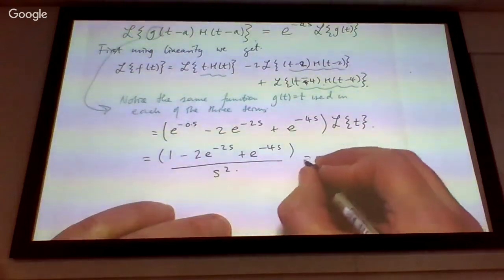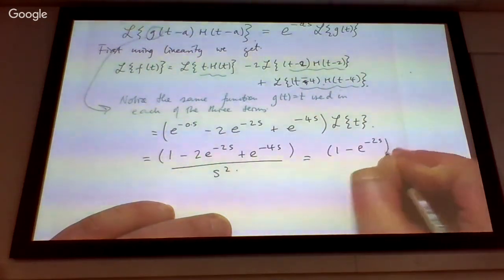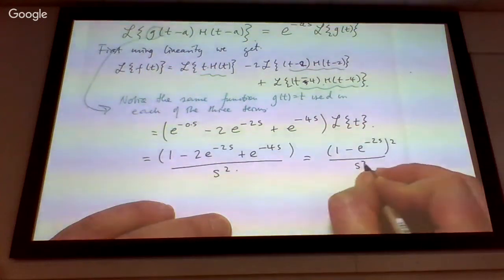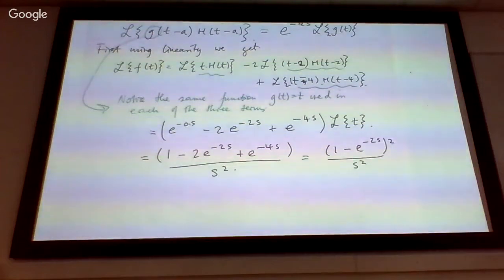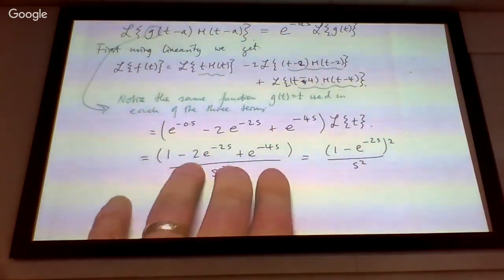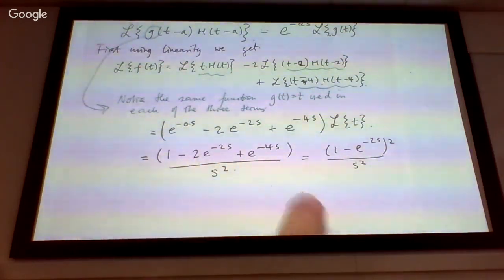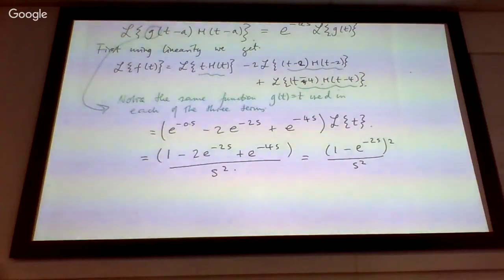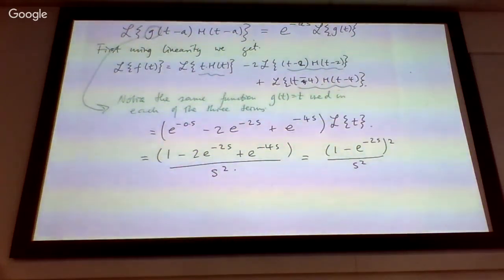It mightn't be especially useful, but that does factorize as 1 minus e to the minus 2s squared, all over s squared. But we mightn't ever want to use that expression. I think when we come to take the inverse transform, we'll probably want to make use of the linearity to apply it to the expanded polynomial. Yeah, so that's what was asked for in part B, get the Laplace transform.